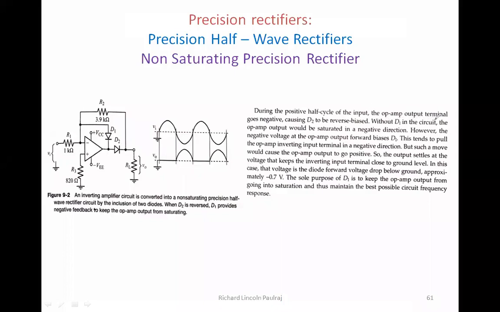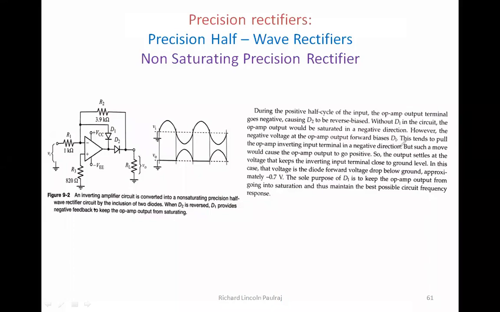Without D1 in the circuit, the op-amp output would be saturated in the negative direction. So it will always be in the negative direction. However, the negative voltage at the op-amp output forward biases D1. So if I have a negative voltage here, that is going to forward bias my diode D1. So when it's forward biased, that means it is functional.